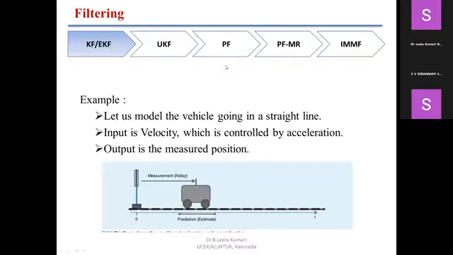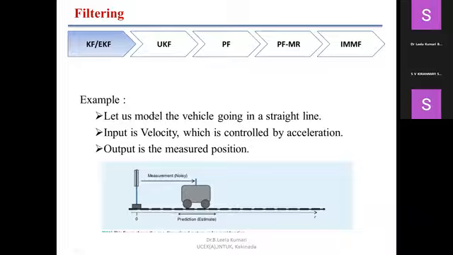Here I'm going to explain it with respect to one example. Suppose you consider a vehicle which is going in a straight path. So this is the vehicle. We want to mathematically model how a vehicle moves along the straight path. In this particular case, first you have to observe what is the input, what are the state variables, and what is the output.